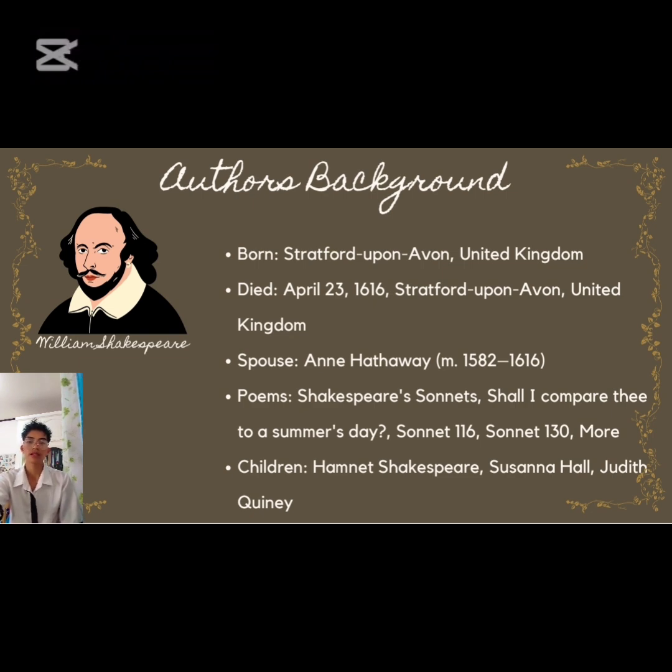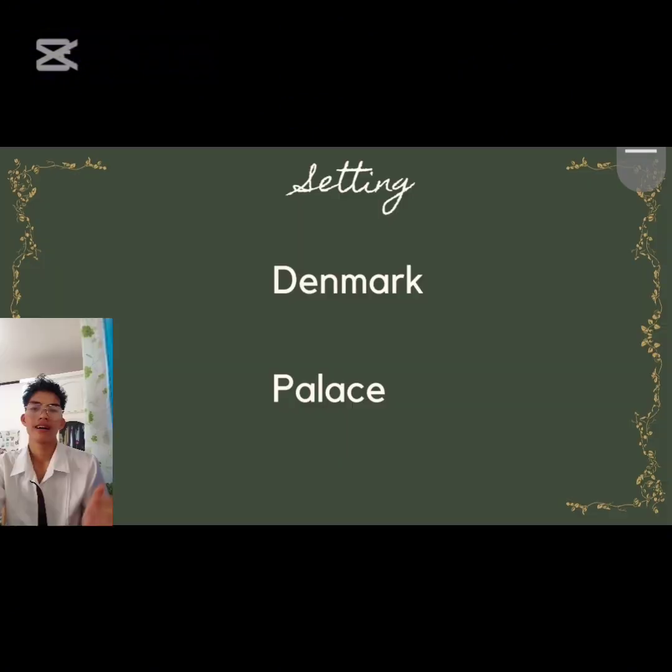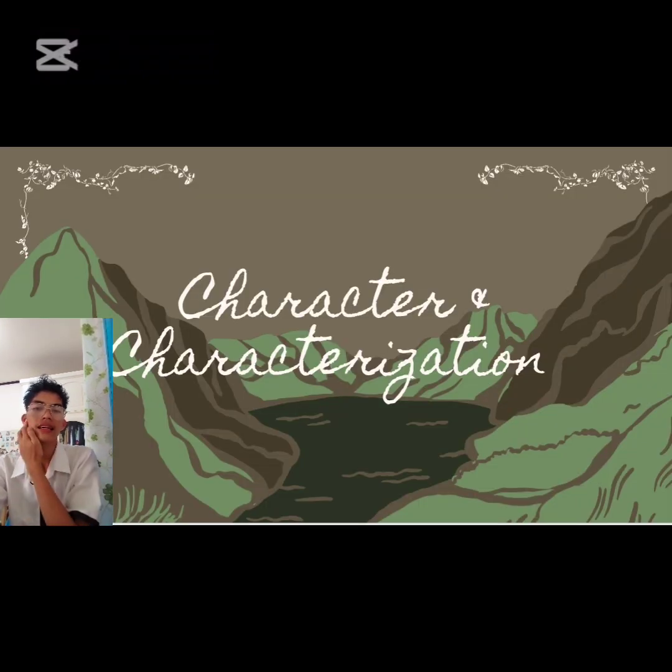And also the background of his work. The origins of the story lie in the historic record of Saxony. That 12th century Saxon historian Saxo Grammaticus first wrote down the history of Prince Hamlet, avenging his murdered father by killing his usurping uncle. And also let's proceed to the setting of the story, which is Denmark and the palace. So, characters and characterizations.